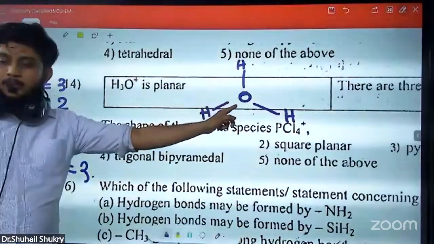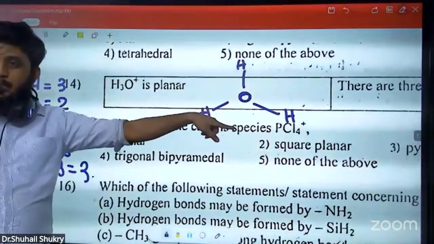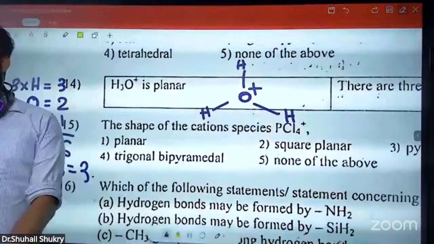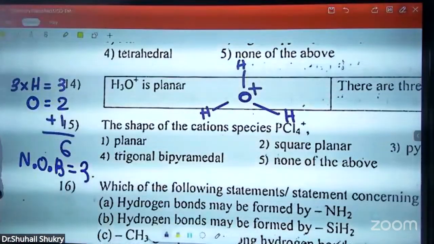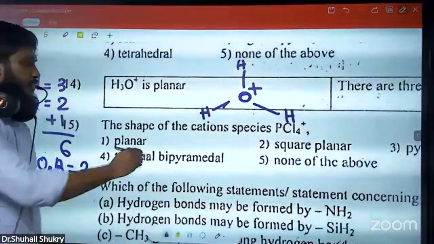Around oxygen, what is the normal valency of oxygen? Oxygen's valency is 2, but they have made 3 bonds. Again, they have made 1 extra than that, no? That's why this becomes plus. Very simple. Therefore, H3O plus is planar. What is the shape of H3O plus? Trigonal planar. Then the answer is true.